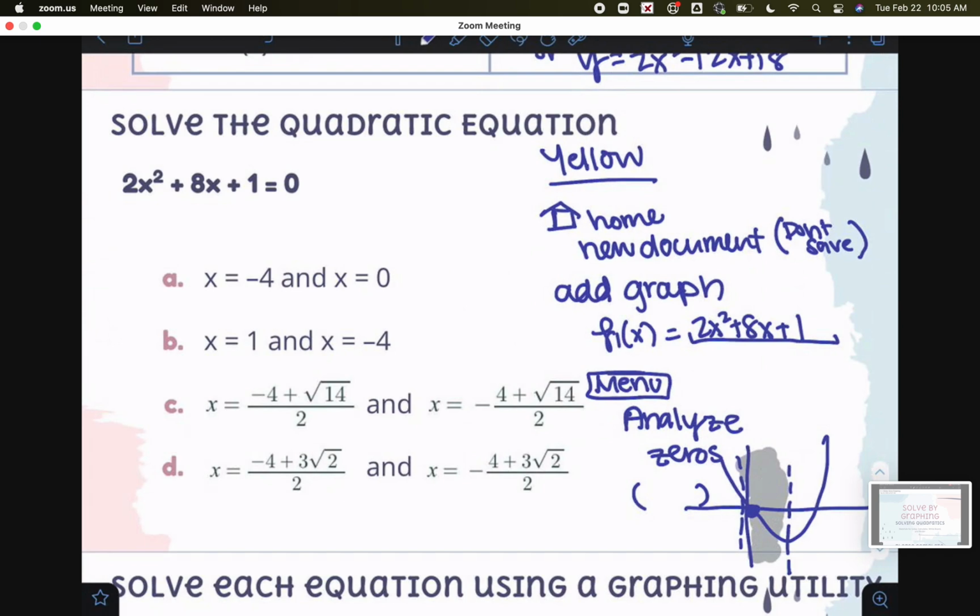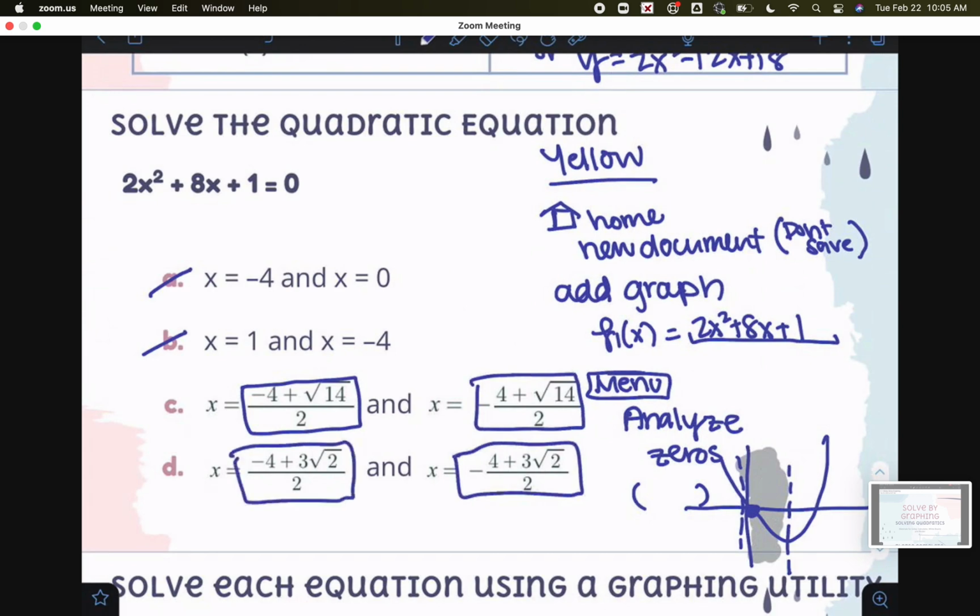Now, on this question, you should notice you do not get whole numbers. So that would eliminate A and B. To decide between C and D, you're going to enter this in your calculator and see which answer is equivalent to what you got as your answer.